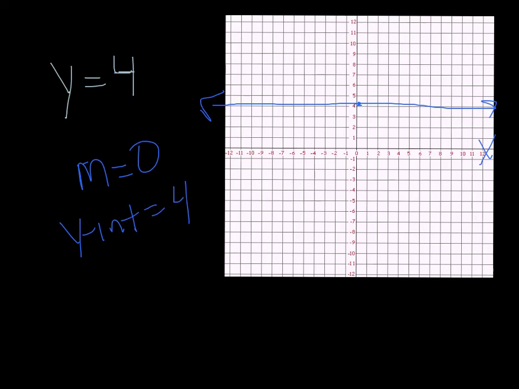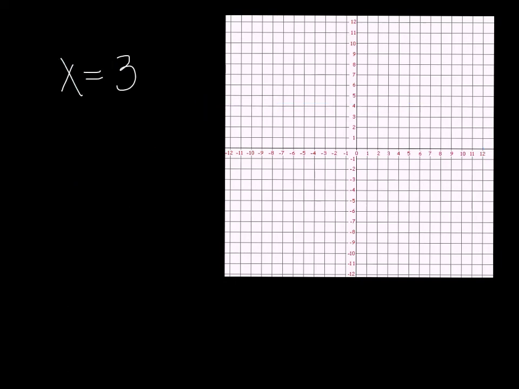All right, let's look at the other line. This one's x equals 3. Now remember, this one doesn't have a y, so it will not cross my y-axis. My x-intercept, though, is 3. So I want to draw a line that will not cross my y-axis. That means it has to be parallel to it. So that means it's a vertical line.